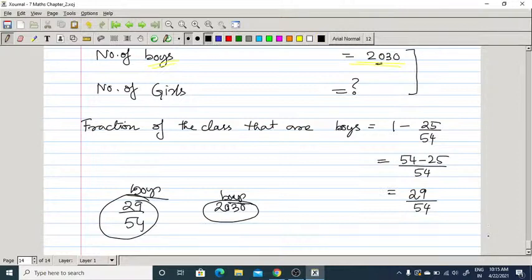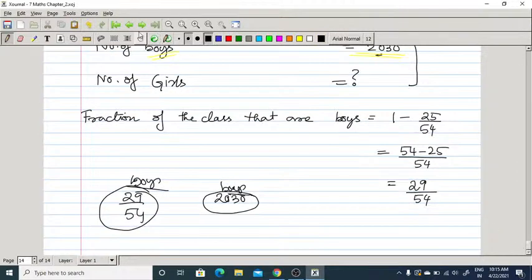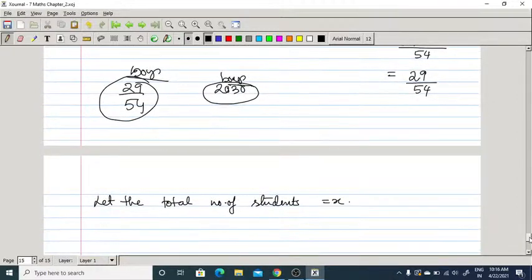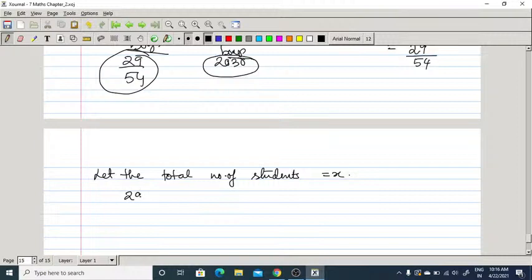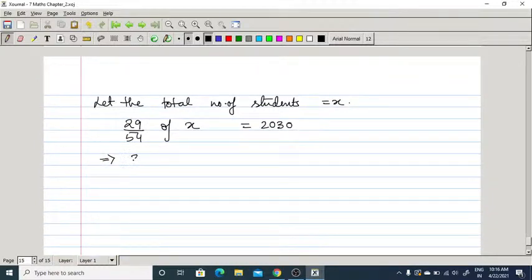So now we can use x. Let the total number of students be equal to x. Okay, so now we can say, what was the fraction of the class that were boys? 29 by 54. We can say that 29 by 54 of x is equal to 2030, isn't it? So now we can solve this. We know that 'of' means multiplication.